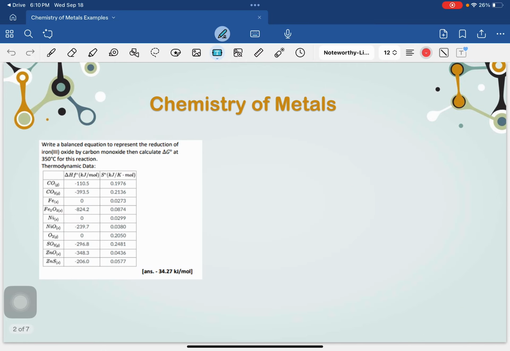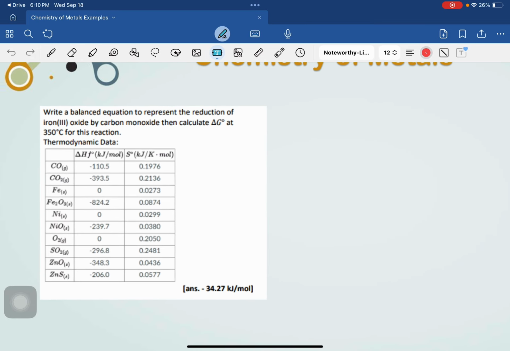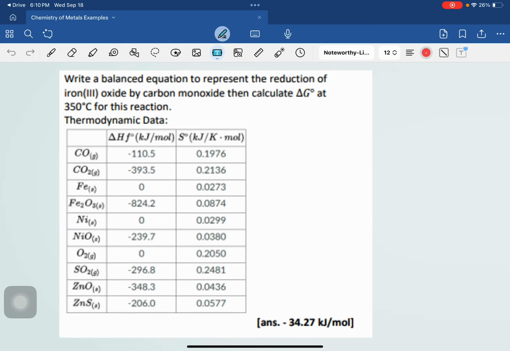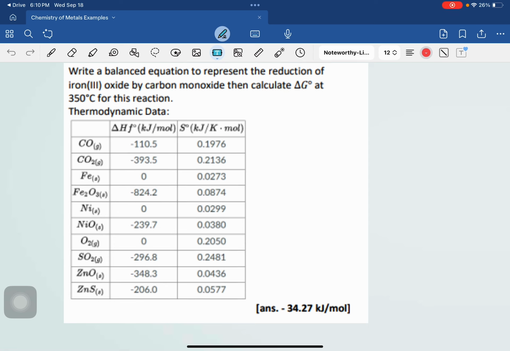So my first problem here is, let's just zoom that a little, write a balance equation to represent the reduction of iron 3 oxide or ferric oxide by carbon monoxide, then compute for delta G, or the Gibbs free energy, at 350 degrees Celsius for this reaction. Okay, we are given a table for our enthalpies, or heat of reaction, as well as delta S, which is entropy. Let's just take note of that.